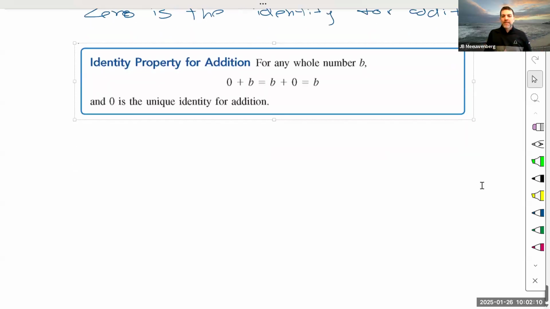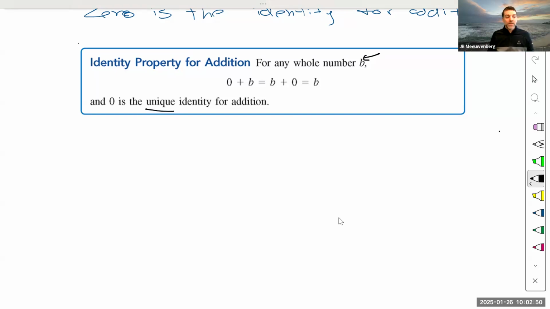And you'll see this is how we often define these properties. Identity property for addition. For any whole number b, that's saying that we are using this variable b to be representative of any whole number. Stick any whole number in there, and this will work. 0 plus b is equal to b plus 0, which is equal to b. You add 0 first, you add 0 second, it doesn't matter. You're still going to get b as the solution, the sum. And 0 is the unique identity, which means it's the only number that works.